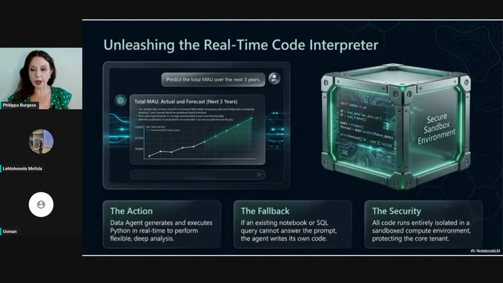So, unleashing the real-time code interpreter, you've got: predict the total MAU over the next 3 years. So you've got actual versus forecast. And the action data agent generates and executes Python in real time to perform flexible deep analysis. The fallback: if an existing notebook or a SQL query cannot answer the prompt, the agent writes its own code. The security: all code runs entirely isolated in a sandbox compute environment, protecting the core tenants so that agents don't go rogue and delete things they should not be deleting or access information they should not access.